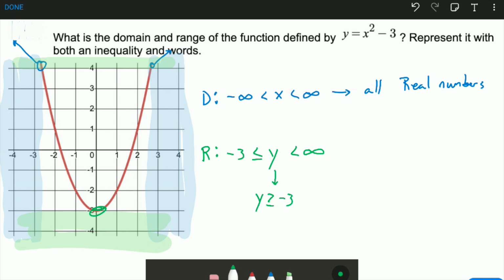And as far as words go, y values is greater than or equal to negative 3. And that's it.